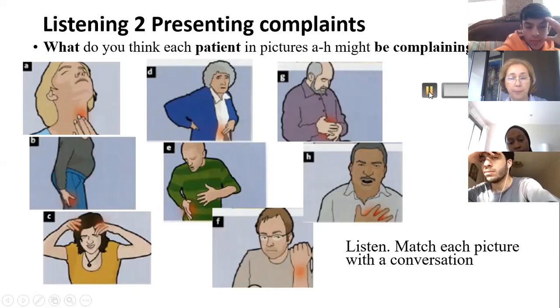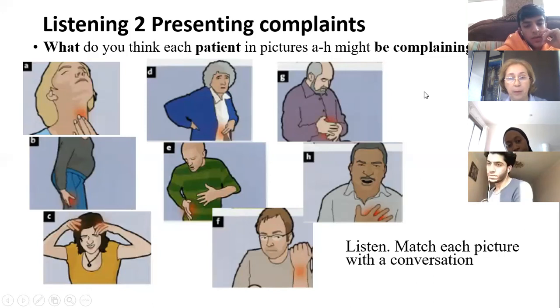6. What can we do for you? Well, I've got this sharp pain up and down my leg. E. B. This is B, up and down her leg. 7. What can we do for you? I feel as if there's a tight band squeezing all the way around my head. C. Picture C. Okay, the next is 8.